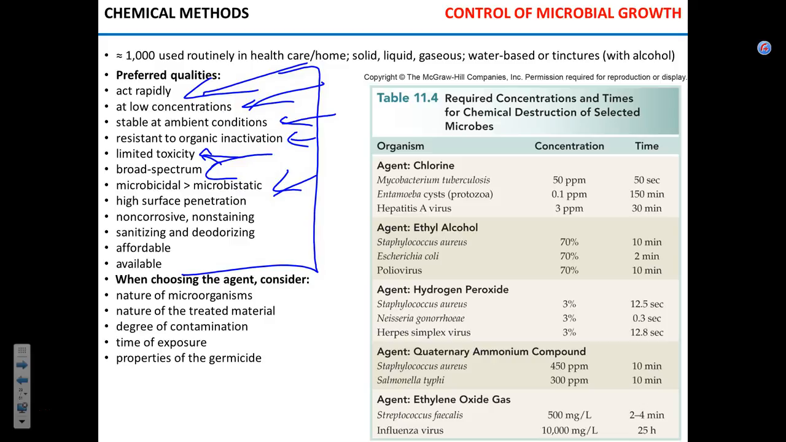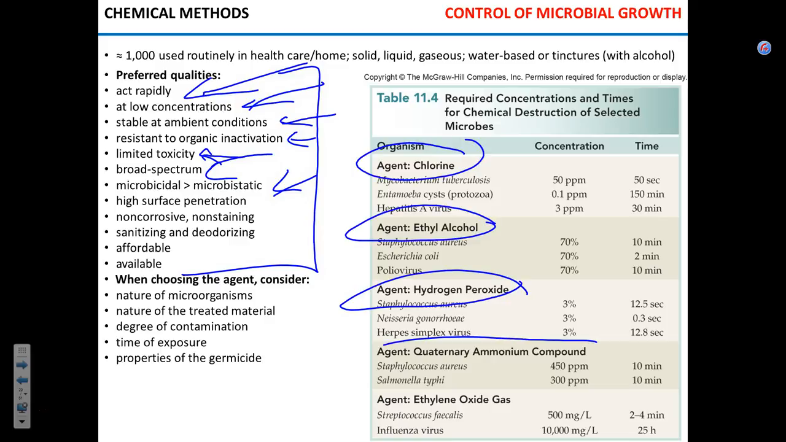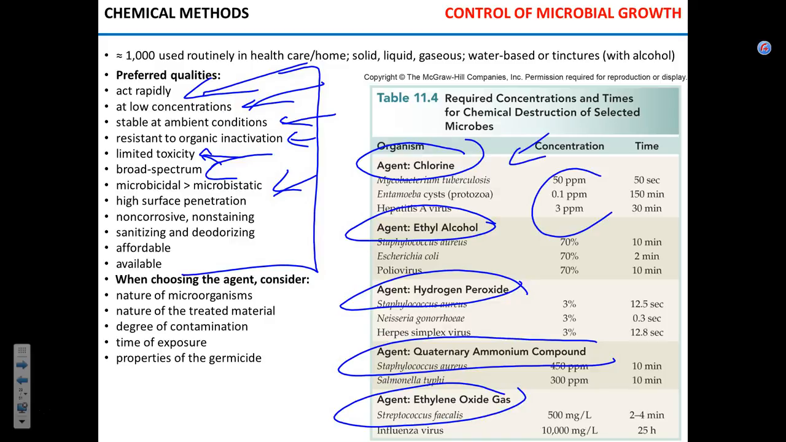The table shows you different agents and how well they work. Chlorine works at low concentration pretty effectively. Ethyl alcohol, 70% is used mostly. It turns out 96% alcohol conserves the microbes rather than destroying them. Hydrogen peroxide acts really fast on all kinds of microbes.